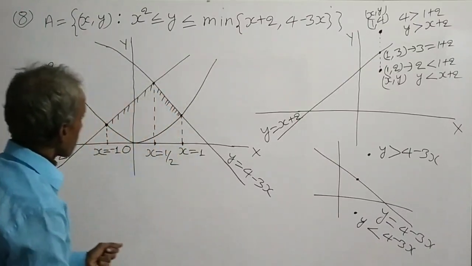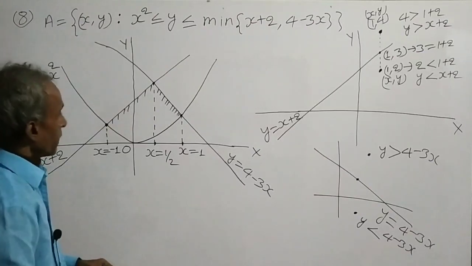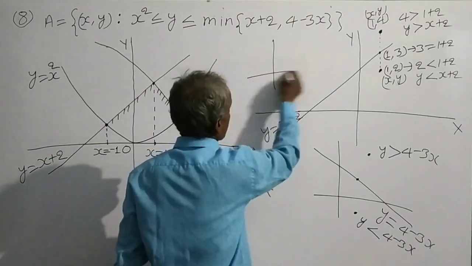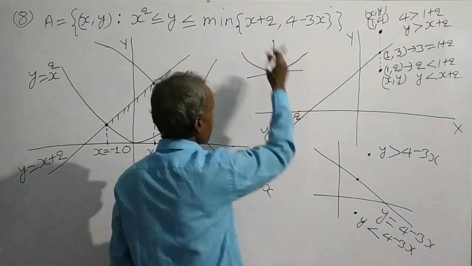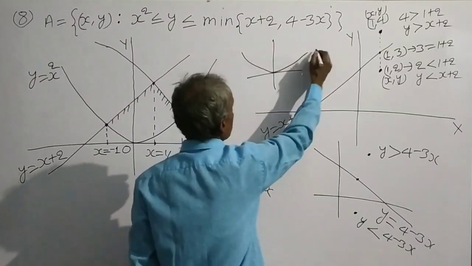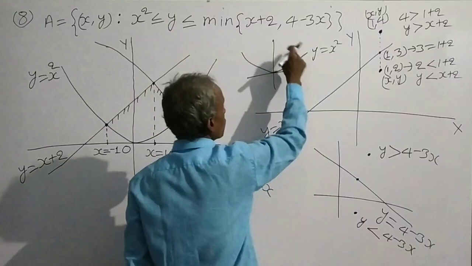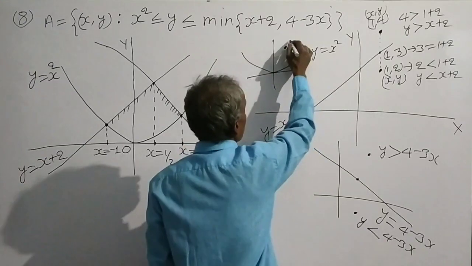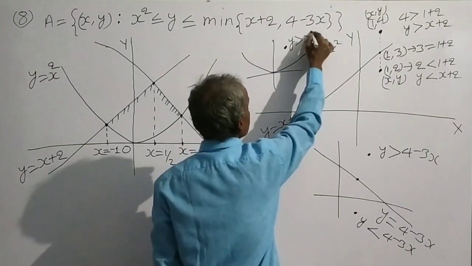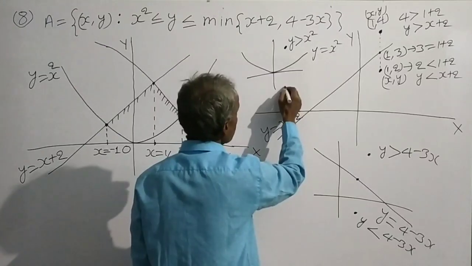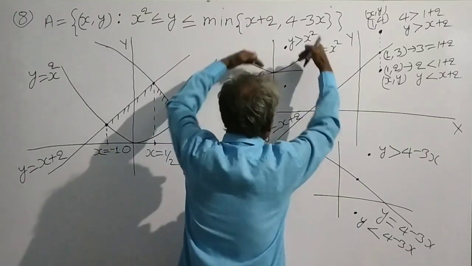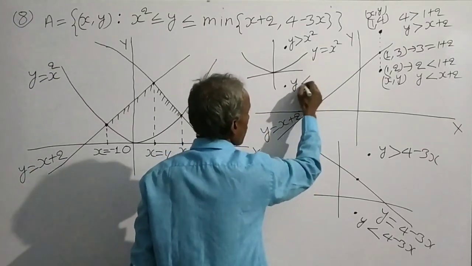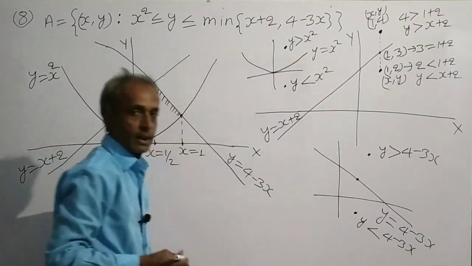In the same way, we can see that for any point lying inside the parabola y is equal to x square, the condition y greater than x square will be satisfied. For any point lying outside, meaning below, this parabola, the condition y less than x square will be satisfied.